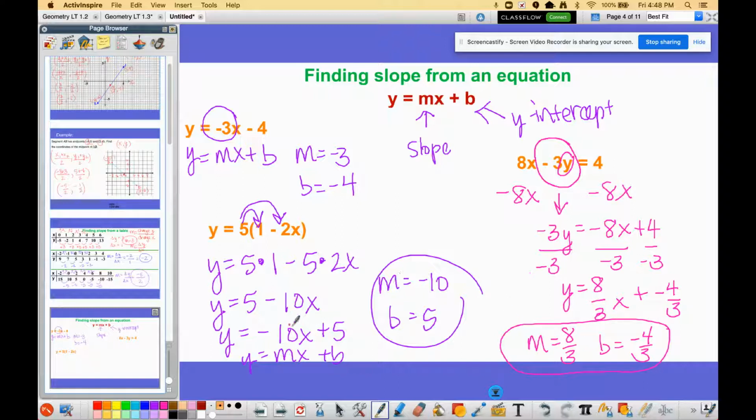The same with the previous problems. Your slope is negative 10, not negative 10x. That x is an unknown. It is not your slope. It's being multiplied by your slope. Up here, with the first one, your slope is negative 3, not negative 3x. So there is no x with your slope.